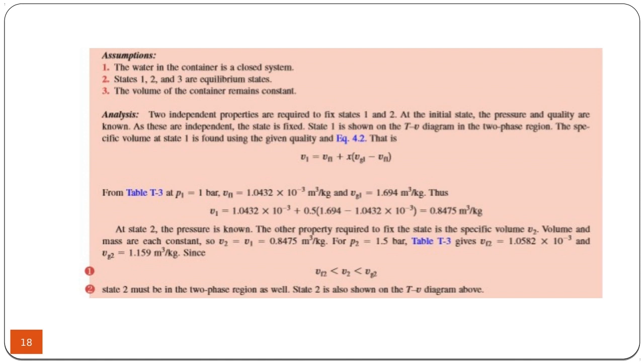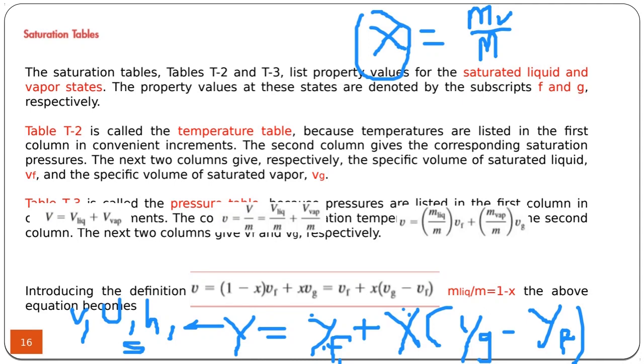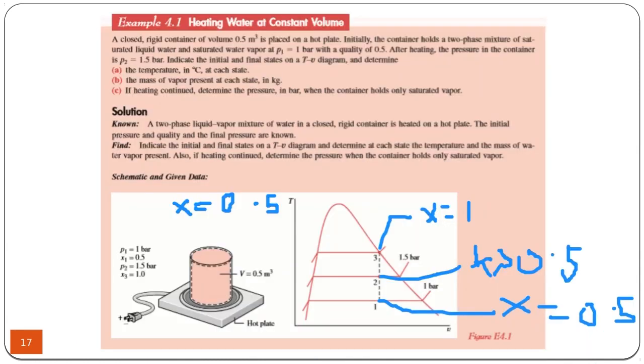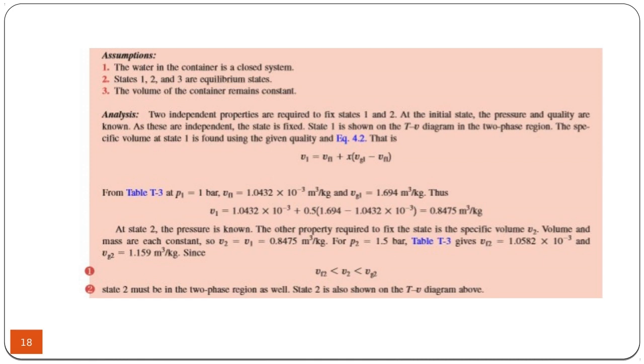We have defined as a general rule, any property in the mixture is equal to the property of the liquid plus the quality times the difference between the property of vapor, gas, and the liquid. So because the property here is the specific volume, the specific volume of the mixture is the specific volume of the liquid plus the quality times the difference of the specific volume of the gas and the liquid.